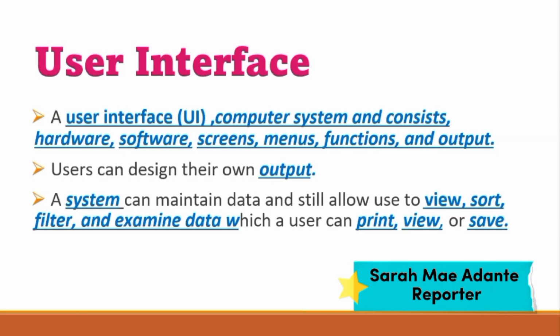A user interface in a computer system consists of hardware, software, screens, menus, functions, and output. Users can design their own output. This system maintains data and still allows you to view, sort, filter, and examine data, which a user can print, view, or save. It allows users to customize and manage output, such as viewing, sorting, filtering, printing, or saving data, while the system maintains the underlying information.